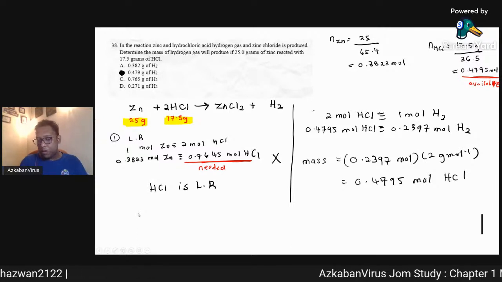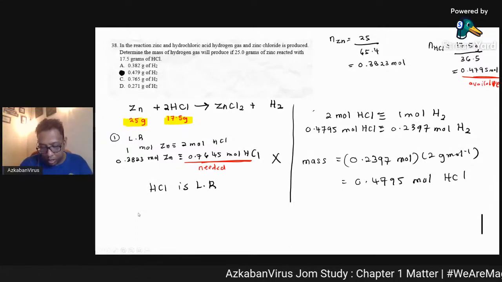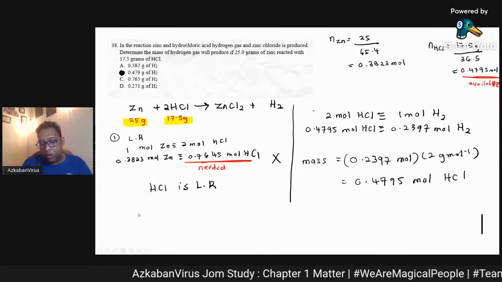Compound contain the same number of atoms in 2 mole of chlorine gas.